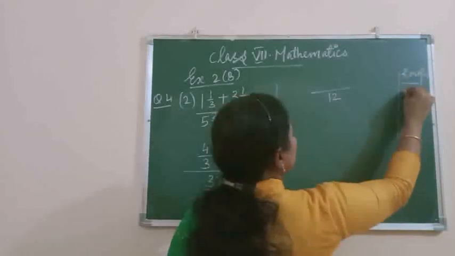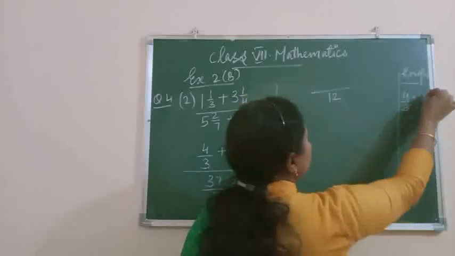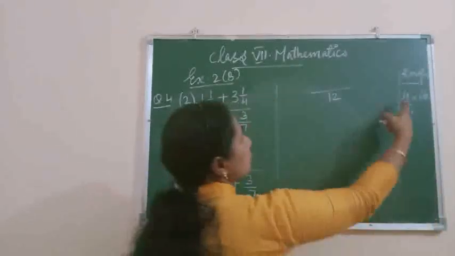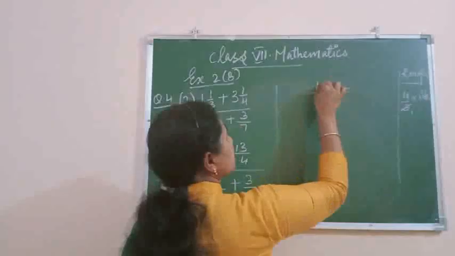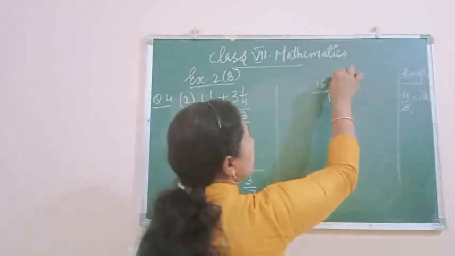First fraction 4 upon 3 multiplied by LCM 12. 3 and 12: 3 divided by 3 is 1 and 12 divided by 3 is 4. So 4 into 4 is 16. The first numerator has an addition sign, that is why we put the addition sign here.